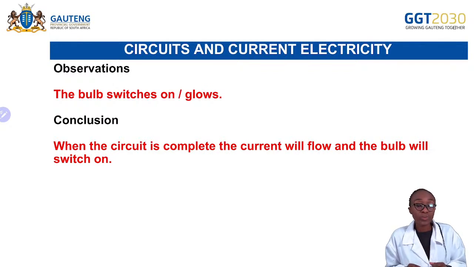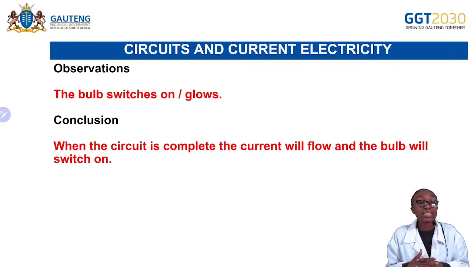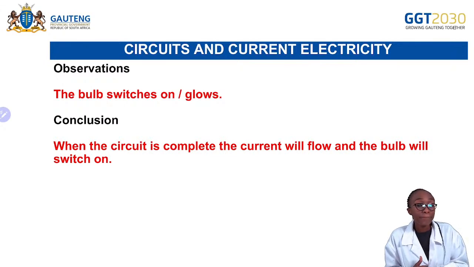When the circuit was complete, the bulb switched on. But when we removed one of the conducting wires, the bulb would switch off. So the circuit is incomplete when one of the conducting wires was not connected, but the circuit was complete when all the conductors were connected. All right, now let's go back to our lesson and see you soon.